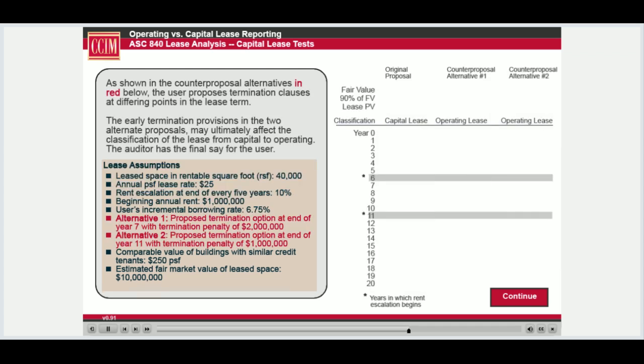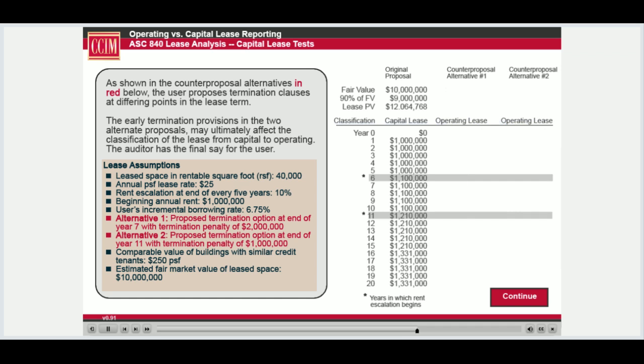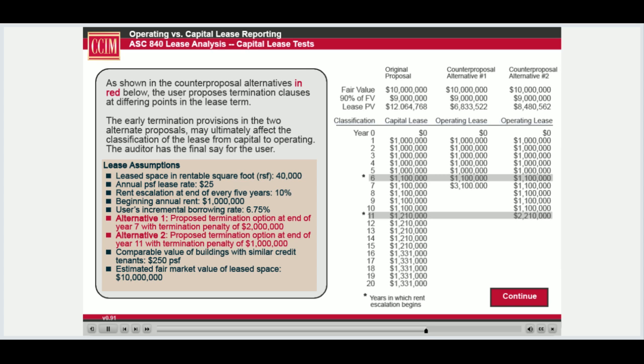This slide illustrates the changes in the present value of the minimum lease payment based on the alternative scenarios users consider. It's important to keep in mind that any termination option must be assured to be exercised when the lease is signed in order for it to be valid for inclusion in the 90% test. This scenario assumes that in alternatives 1 and 2 the user is planning to exercise the termination options in each alternative.